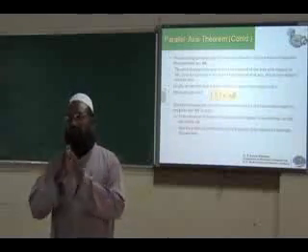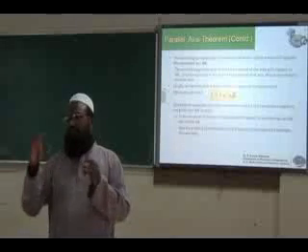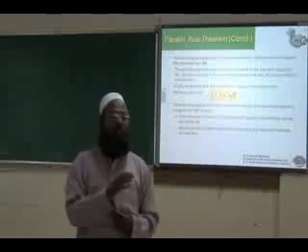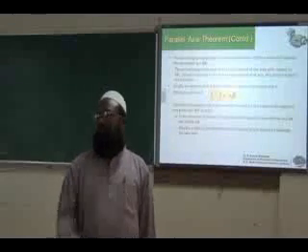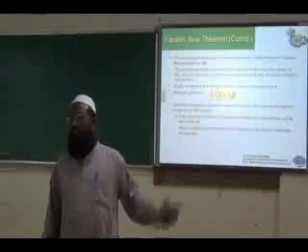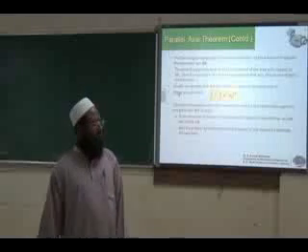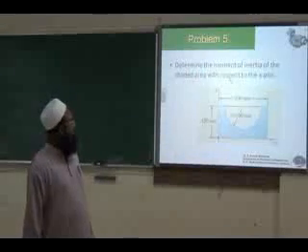For the centroid, if you are given an area, we split it into many elements. The same approach we follow for finding the moment of inertia also. If you are given a composite area, in that case we will be using this parallel axis theorem. We have to use the parallel axis theorem. We will see the example now.